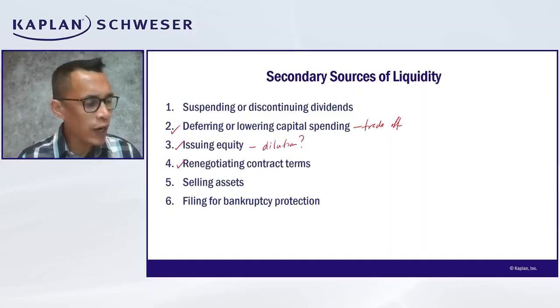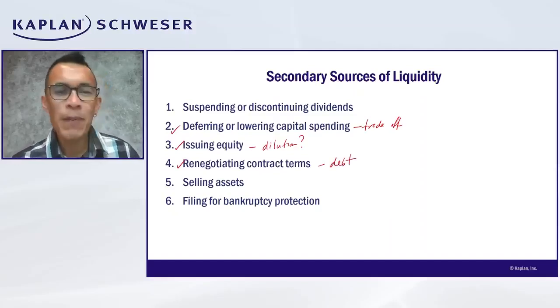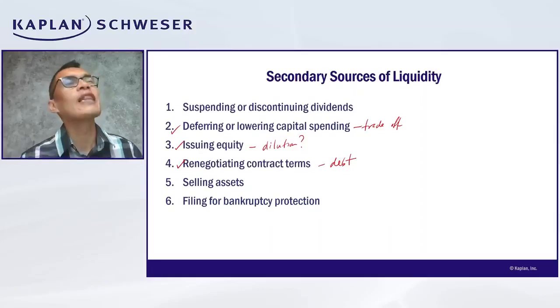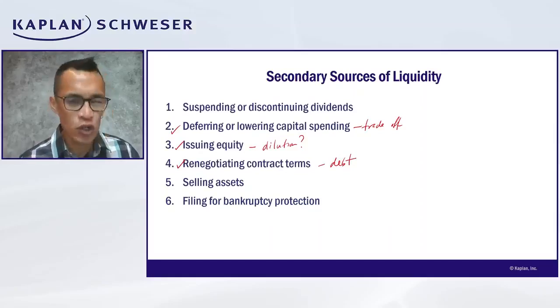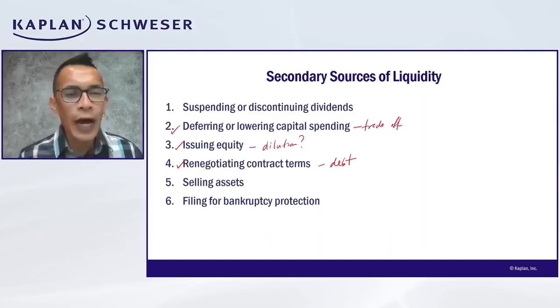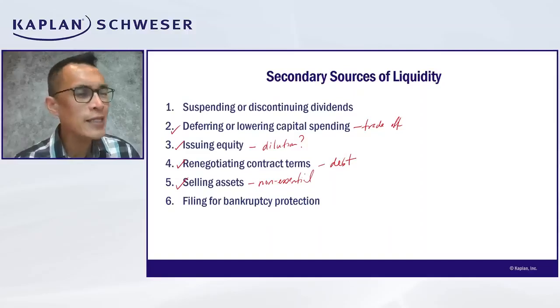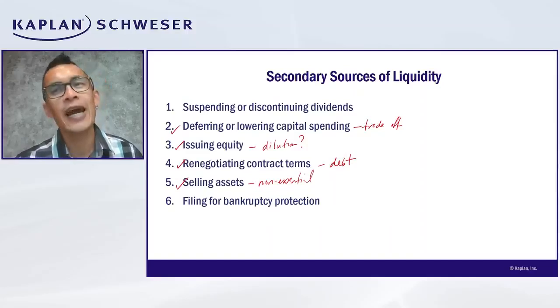Renegotiating contract terms, of course, is for debt financing, maybe, for instance, to lengthen the repayment terms to reduce the periodic payments, or requesting relief on interest and lease obligations. Selling assets is also possible. Of course, the focus here, you'd want to be selling non-essential or redundant assets.